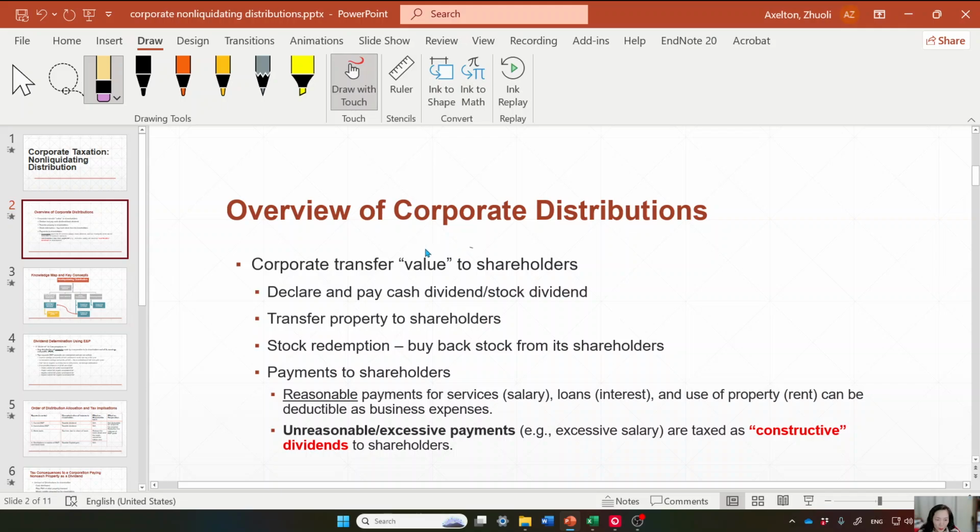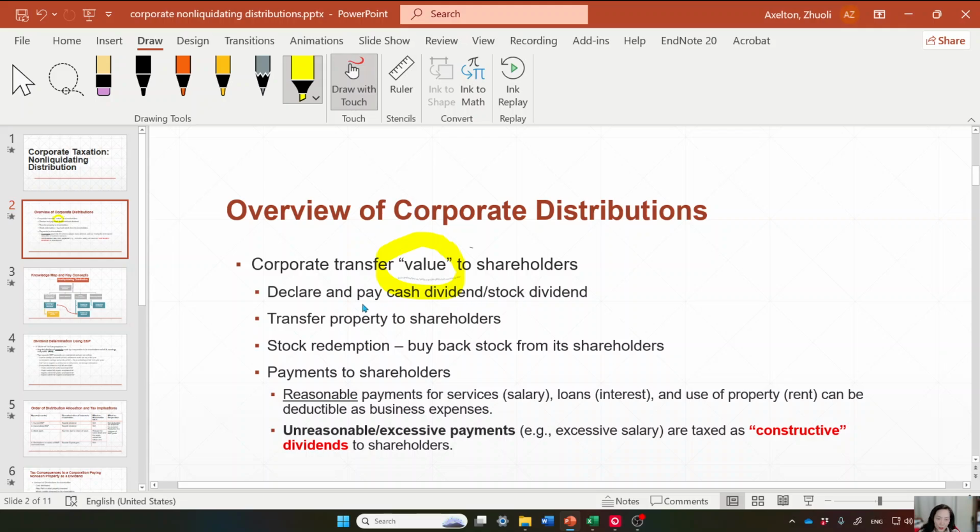Whenever we talk about distributions in this context, really we're talking about transfer of value. The transferor is transferring value to the shareholders. Really, the value here is a very, very broad concept: anything with economic value, right? The common forms of transfer include the cash dividend or a stock dividend, which is something you are more familiar with.